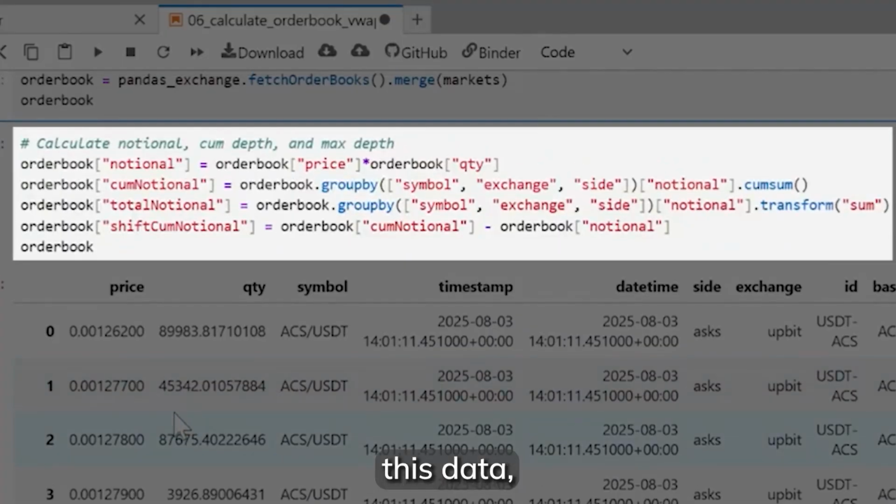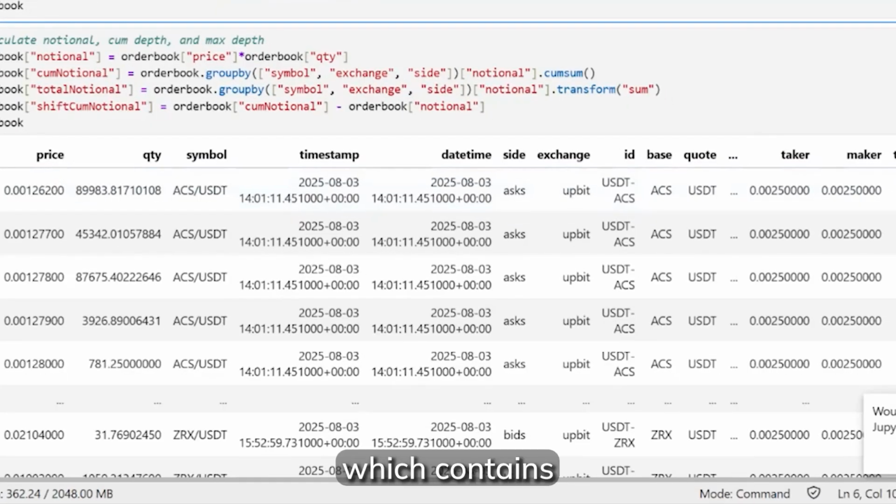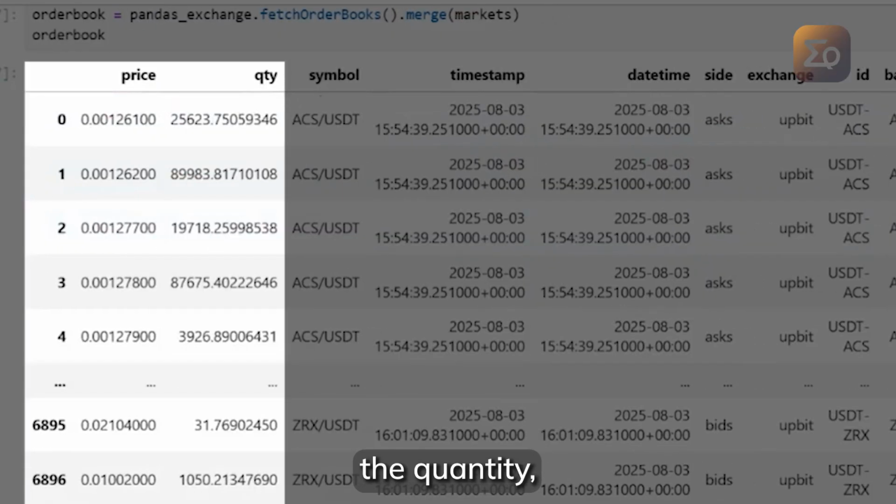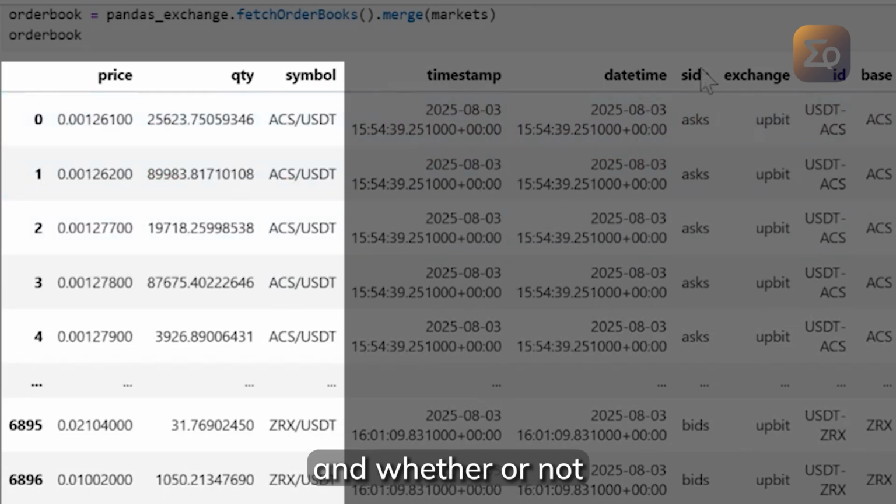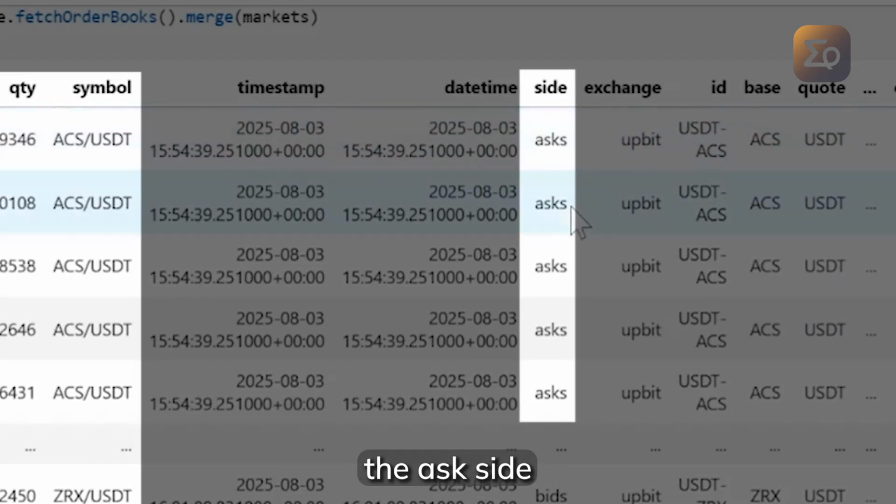So once we have queried this data, we get this data frame which contains the price, the quantity, the symbol, and whether or not a bid is on the ask side or on the bids side.